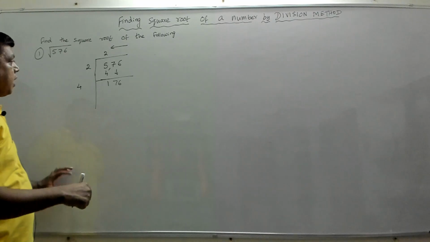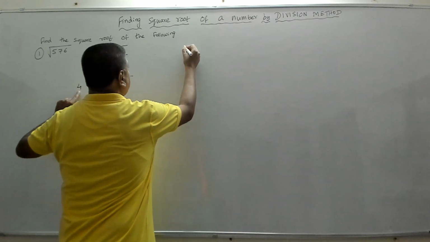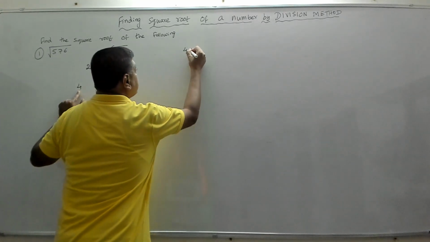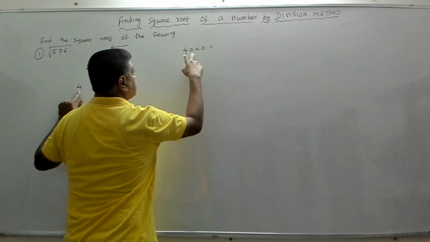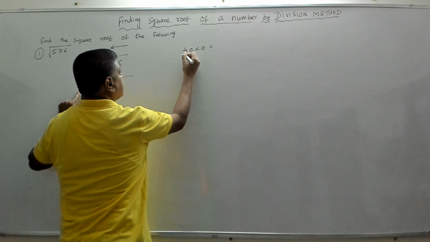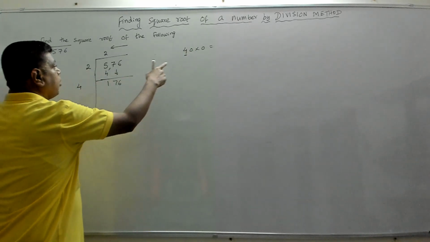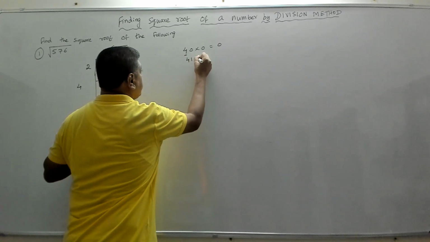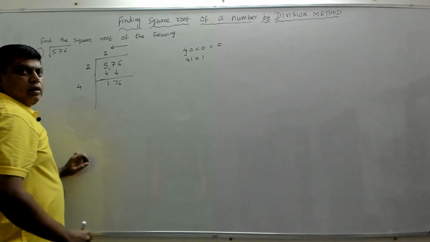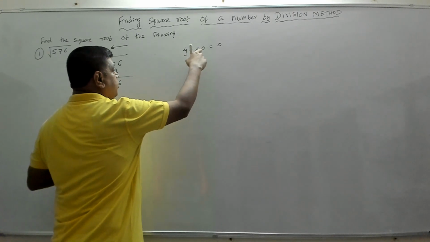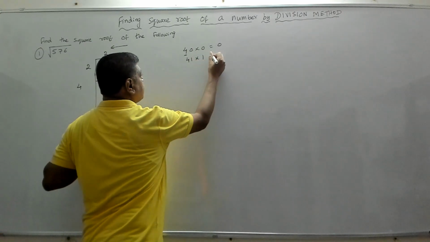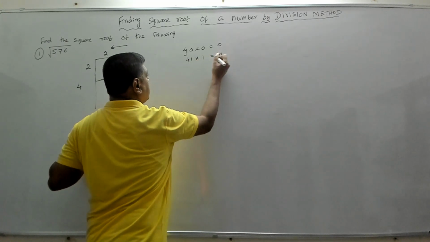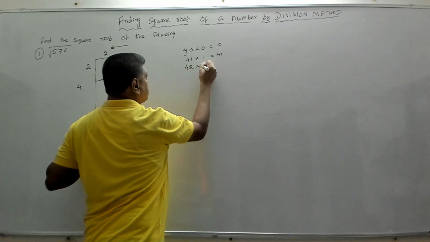Then after taking this 4, I'll write this 4 here. Then we should find 40 into 0. We have to put 0 into 0. So this is your 4, the 4 that we got from here. Then 40 into 0 is 0. Then next we will check 41 into 1. Not 40 into 1. First is 40 into 0. So these two numbers should match, 1, 1. 41 into 1, which is 41. Then we should try 42 into 2.